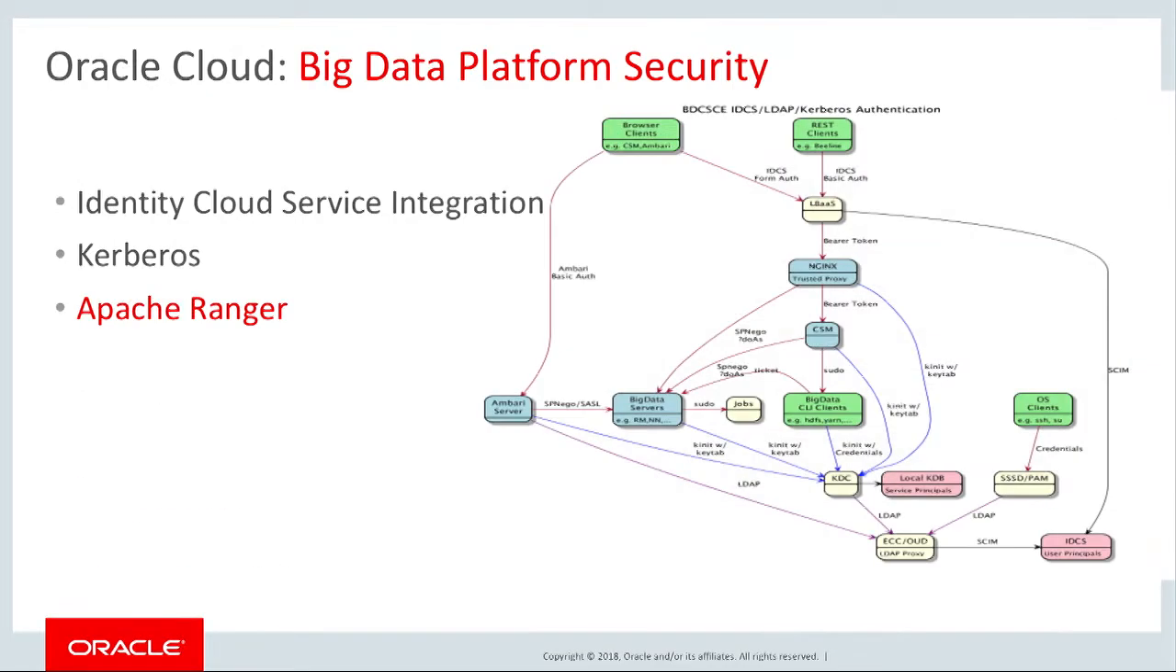Now security. Today we have Oracle Identity Cloud Service integration available. That means all your identity is externalized and integrated with Identity Cloud Service for all our platform services. And in the coming releases, we are also going to be supporting Kerberos for security within the cluster, and Apache Ranger for low-level, row-level security configuration management.